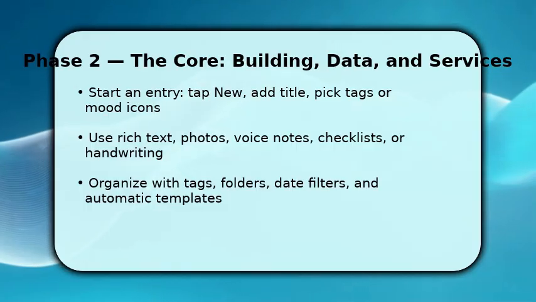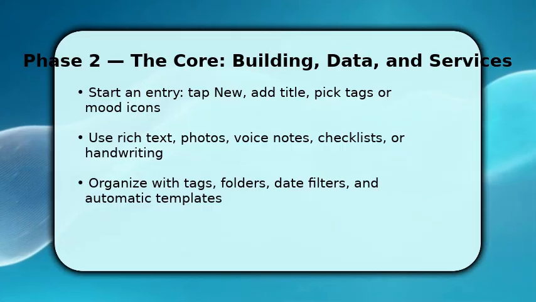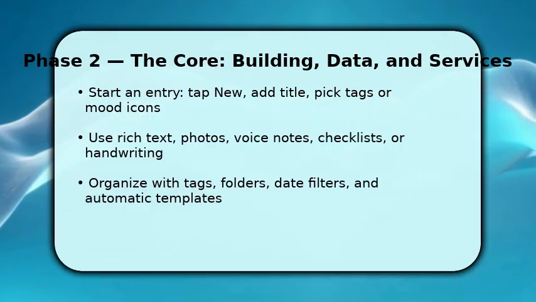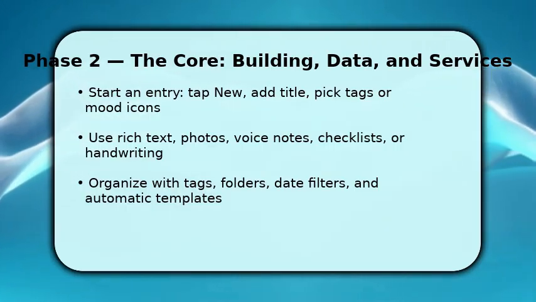Once done, move the entry into folders or assign multiple tags to cross-reference themes. Make sure to use templates for recurring formats. Templates speed up consistent journaling and keep your archive searchable by date, tag, or folder.